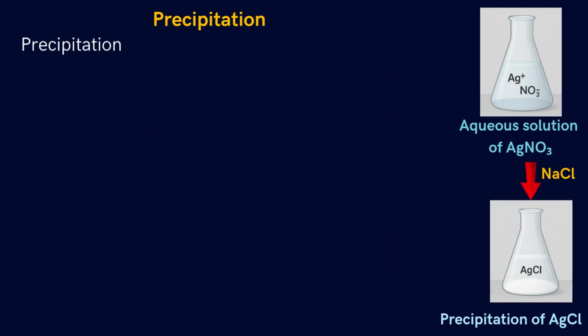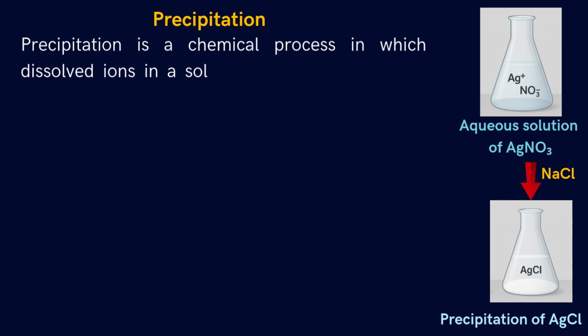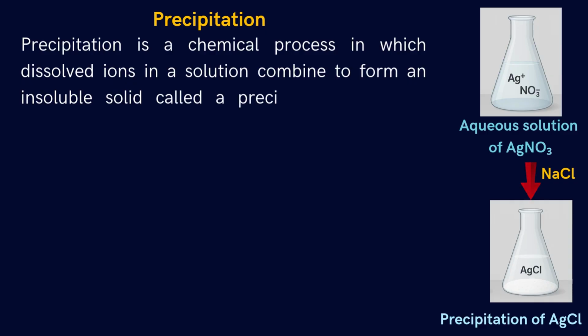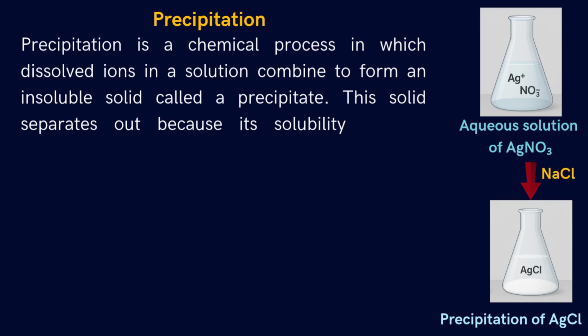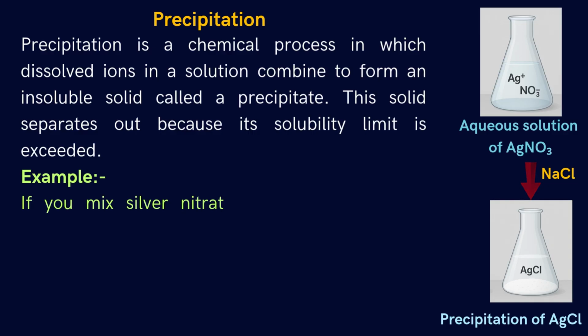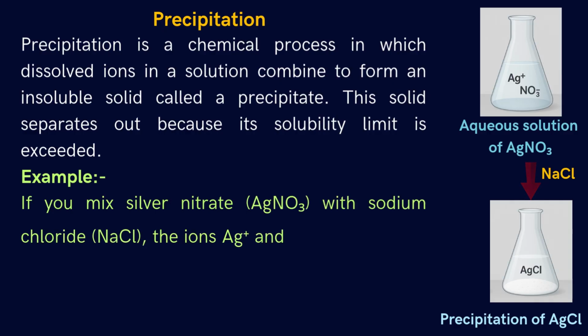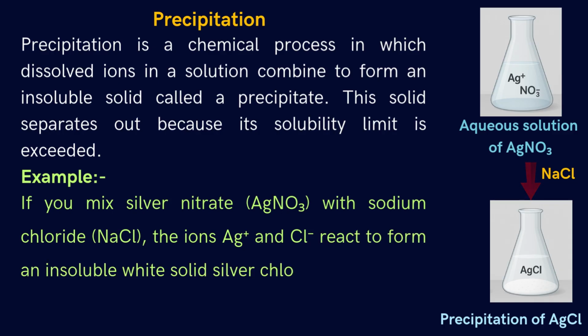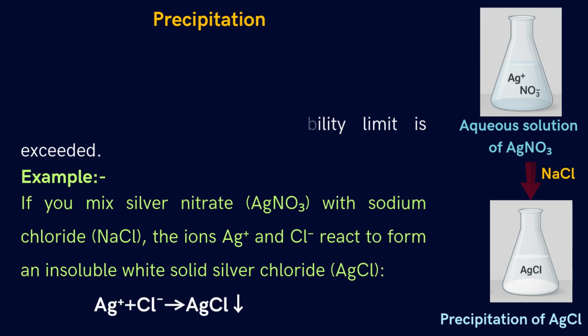In this gravimetric analysis, precipitation is a very important parameter, which can be defined as a chemical process in which dissolved ions in a solution combine to form an insoluble solid called a precipitate. This solid separates out because its solubility limit is exceeded. Example, if you mix silver nitrate, AgNO3, with sodium chloride, NaCl, the ions Ag+ and Cl- react to form an insoluble white solid, silver chloride, AgCl, which is given below.